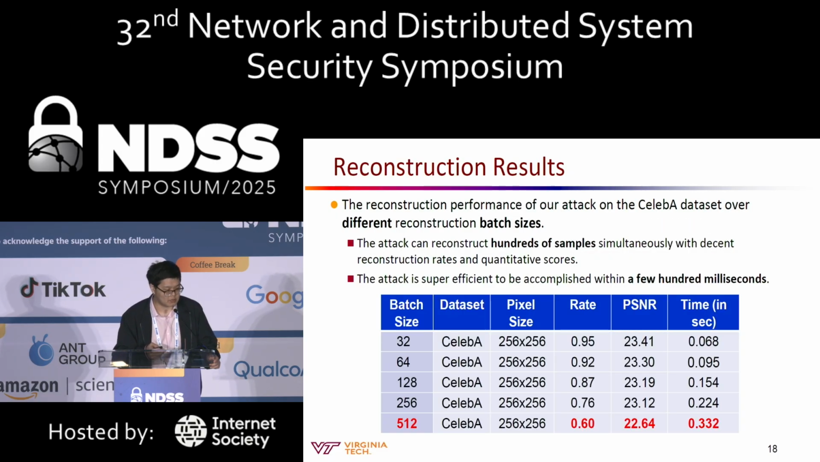Here are some numerical results for the reconstruction performance. Many statistics here, but I will just provide 2 key points. The first key point is that our attack can deal with batch inputs. The batch size here is referring to the reconstruction batch size. This means how many samples you are going to reconstruct simultaneously. The second key point is the attack time. You can see that our attack can be accomplished in a very short time, even within 1 second. So this is very interesting.